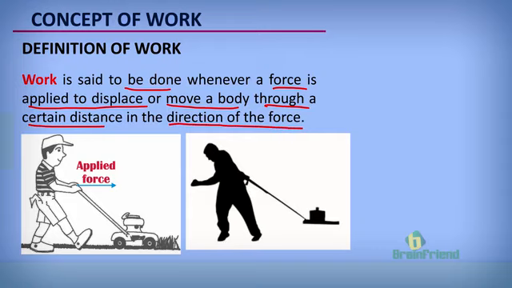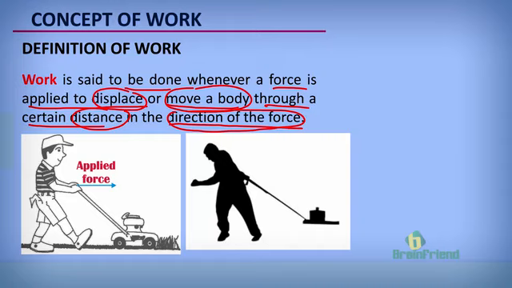Now, from this definition, we can see three conditions for us to say work has been done. Number one condition is that the force must be applied. The second one is that the force applied must displace or move a body through a certain distance. And the third condition, that distance must be in the direction of the force. So we can say work is said to be done when an applied force moves or displaces a body in the direction of the force.